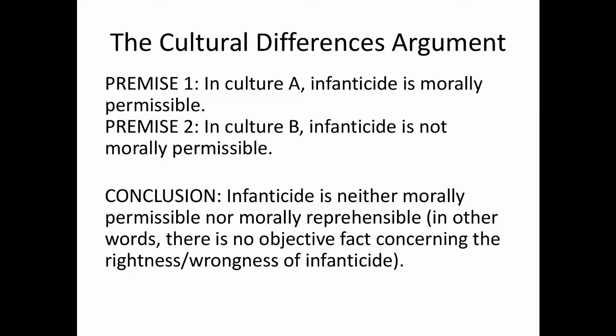So basically, we have this claim that in culture A, there are cultures like this, or there have been cultures like this. Inuit cultures up in the Arctic sometimes did kill their young. It was a matter of survival. If they didn't kill some of their newborn babies, then there wouldn't be enough food to feed all of the people living in these Arctic climates and conditions. And so infanticide was morally permissible. We also have a culture like ours and most of the modern world where infanticide is morally reprehensible. It's not something that you're supposed to do.